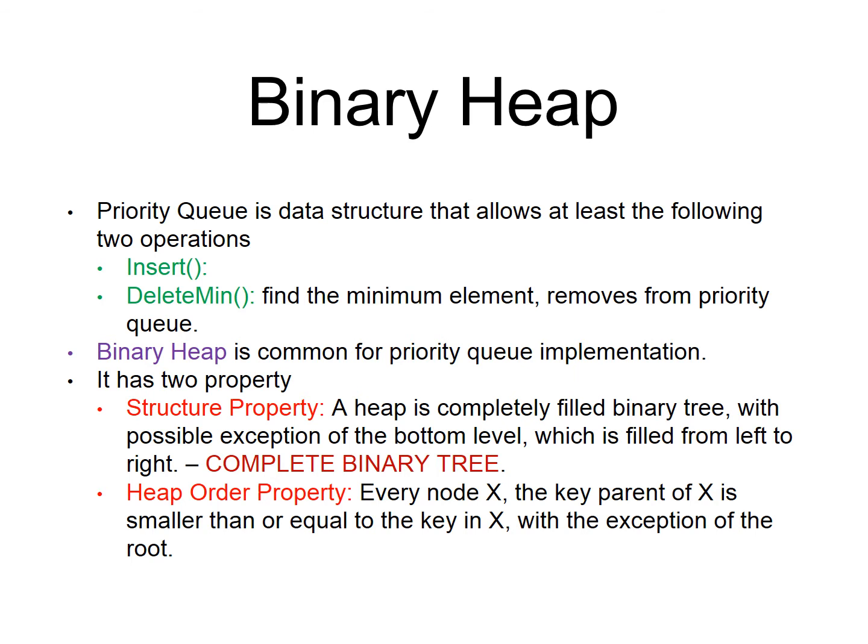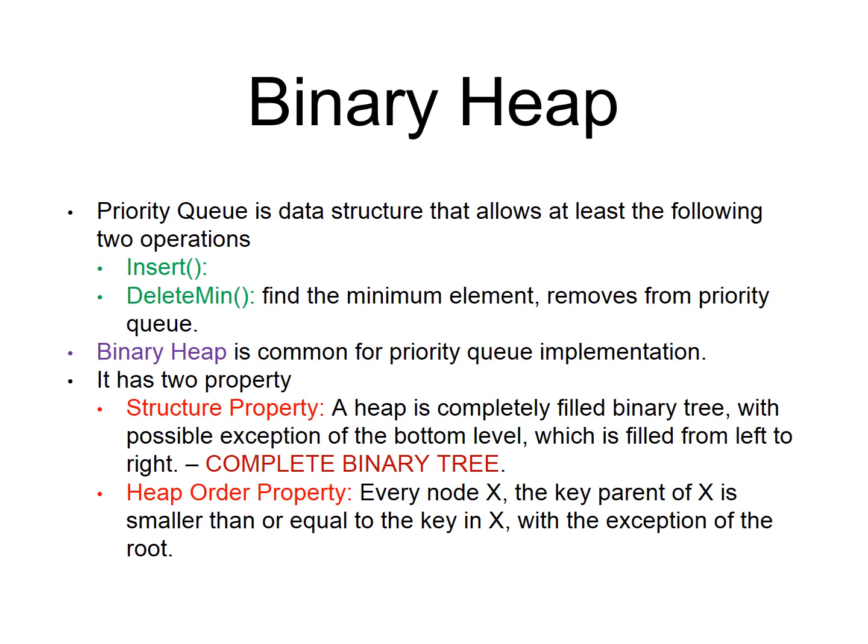The commonly used priority queue implementation is the binary heap. A binary heap is a tree. It has 2 properties: one is the structural property and the other is the heap order property. The structural property is that the heap is a completely filled binary tree, with the exception of the bottom level, which may or may not have nodes connected to it. It will be filled from left to right, top to bottom. This type of structure we call a complete binary tree.